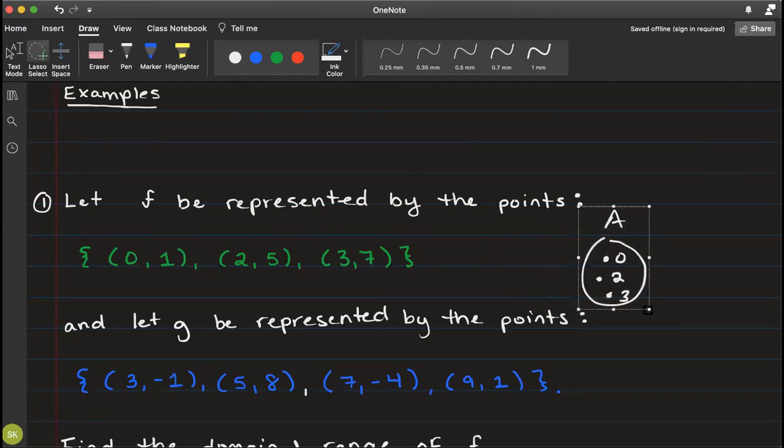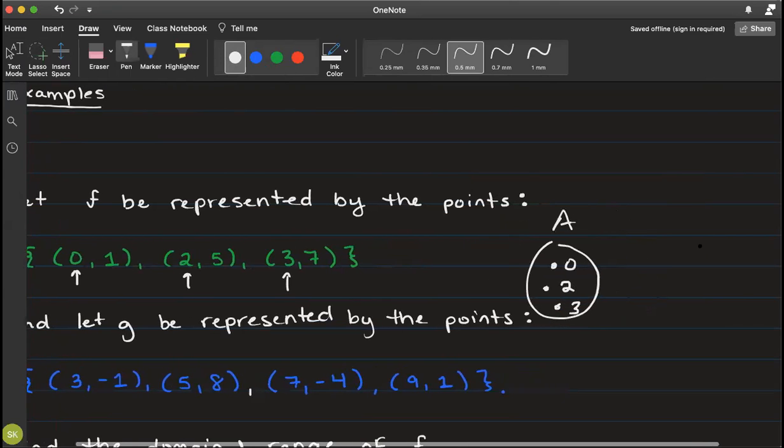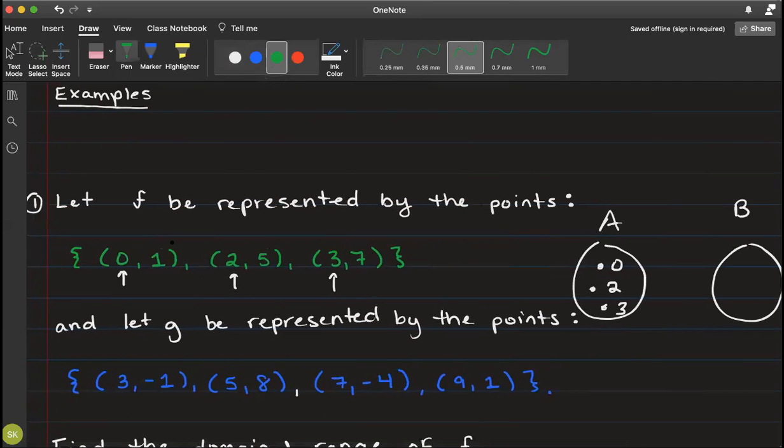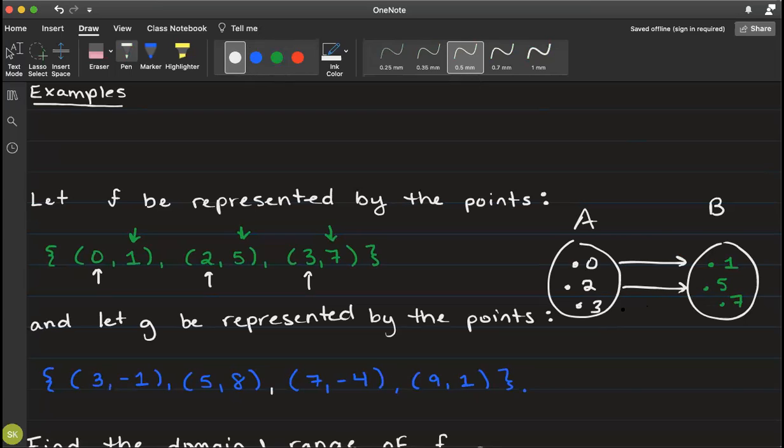Let's move it over here. Remember that these x values are the domain of your function, and then you have a set B, and that B is given by these 3 values here. Those are the range values. So you have 1, 5, and 7. So what your function f is doing is it's sending 0 to 1, 2 to 5, and 3 to 7. That's your function f.